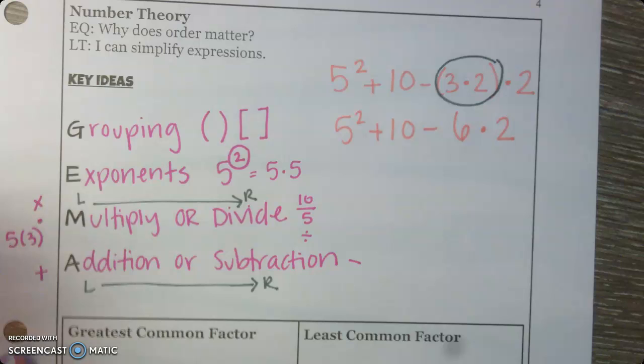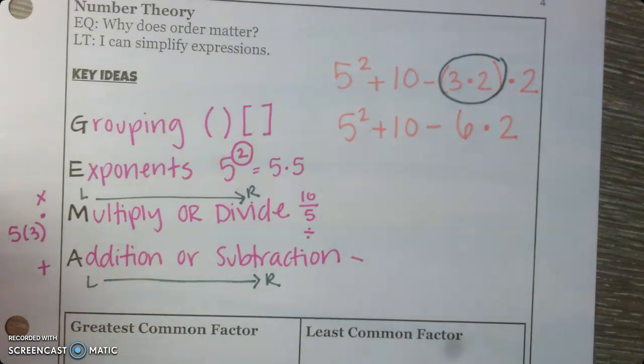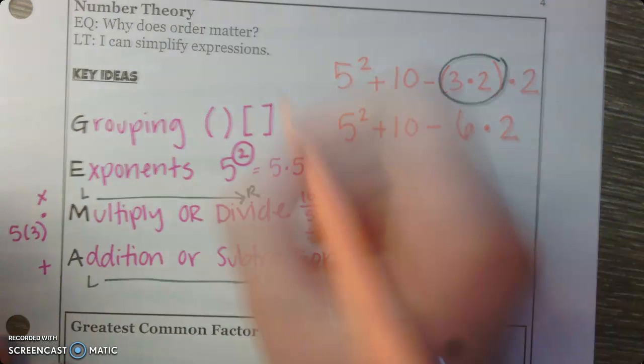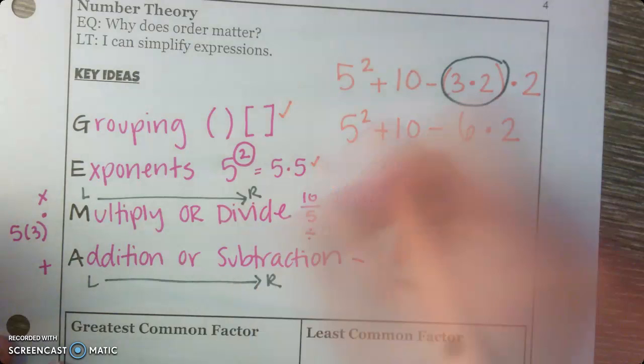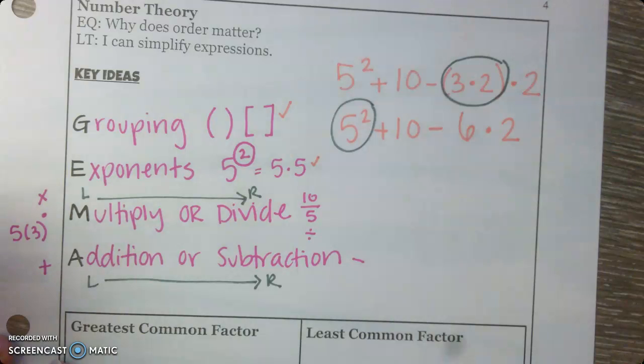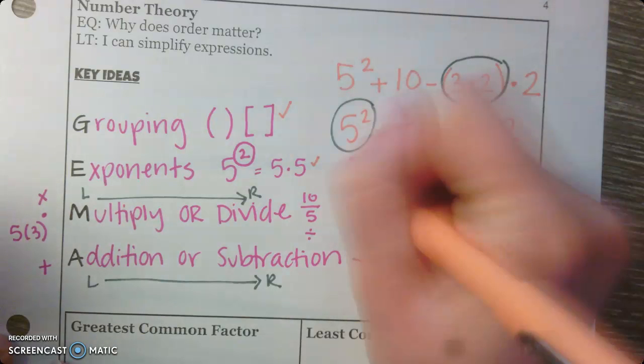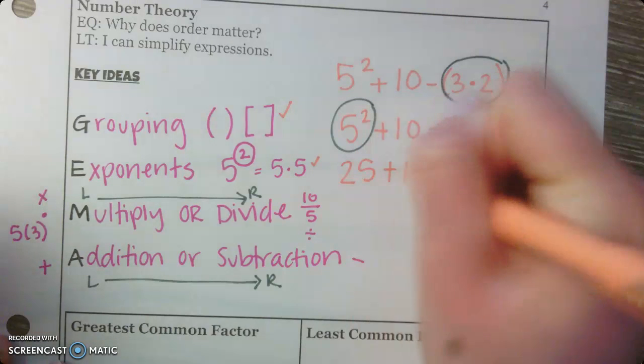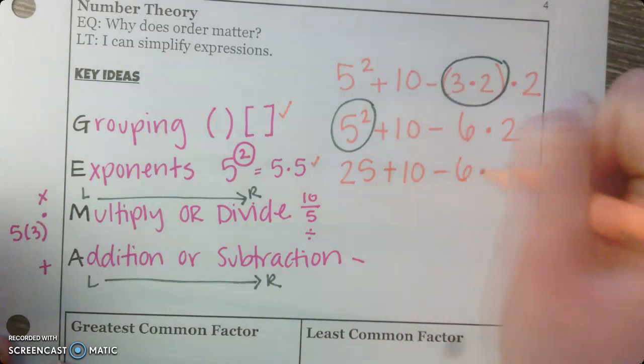Okay? All right, next I've got exponent, adding, subtracting, multiplying. Well, I did my grouping. Oh, exponent. So I'm going to do my 5 squared next. We already talked about 5 squared. It's not 10. It is 25 plus 10 minus 6 times 2.